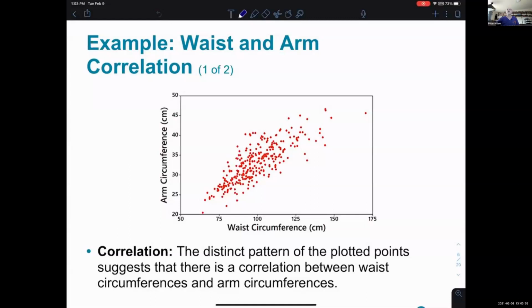But you see people kind of running along the middle, where they go from both are small to both are big, and it kind of gradually progresses. Now, this is still kind of a cloud, but it kind of follows this uphill pattern in a certain direction, and that means it's somewhat linear. So in this case, it says the distinct pattern of the plotted points suggests there is a correlation between waist circumferences and arm circumferences. So that's a lot to take in, and this is our first picture. Questions, comments, discussions about what we're seeing here or what the meaning is?